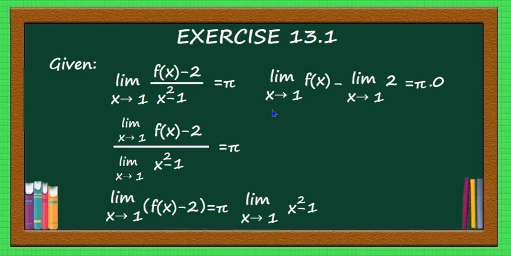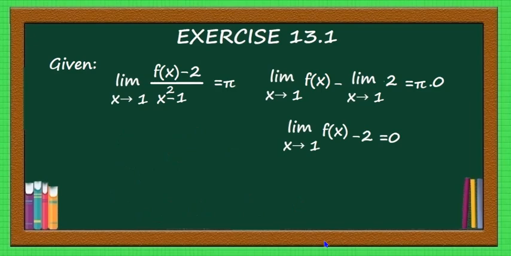That is limit as x tends to 1 of f of x minus limit as x tends to 1 of 2, because when the difference of the function is given, the limit of the difference is the difference of the limits, into limit as x tends to 1 of x square minus 1 is 0. Here pi into 0, and that is equal to limit as x tends to 1 of f of x minus 2 is equal to 0, that is limit as x tends to 1 of f of x is equal to 2.